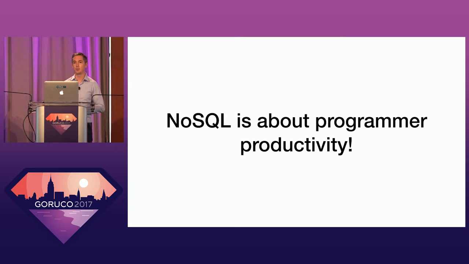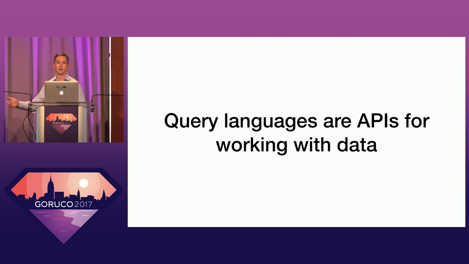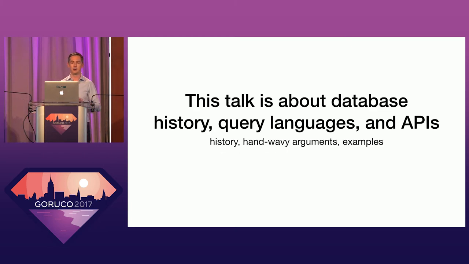And that's why I think NoSQL is going to continue to be more and more popular over time. So query languages are APIs for working with data, and we need things that are effective for different use cases and different access patterns. So this talk is a little bit about database history, a little bit about query languages and APIs. So I'll start with the history. I'll make more hand-wavy arguments, and I'll have some examples of things that I think are actually more effective.